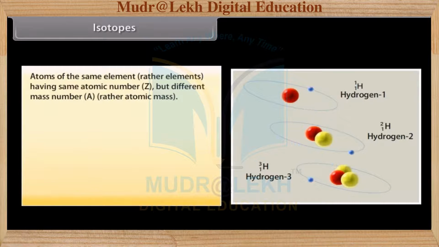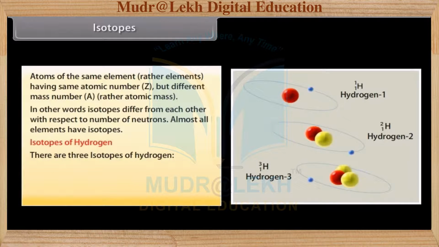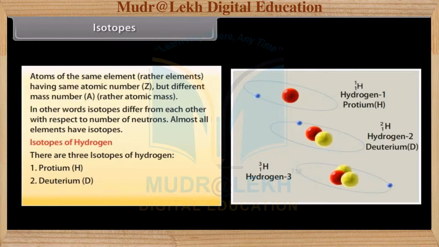Isotopes are atoms of the same element, or rather elements having the same atomic number, Z, but different mass number, A, or rather atomic mass. In other words, isotopes differ from each other with respect to number of neutrons. Almost all elements have isotopes. Isotopes of hydrogen. There are 3 isotopes of hydrogen. 1. Protium. 2. Deuterium. 3. Tritium.